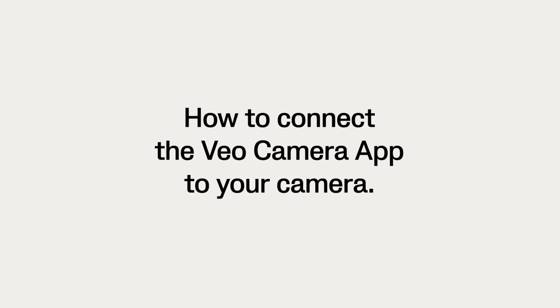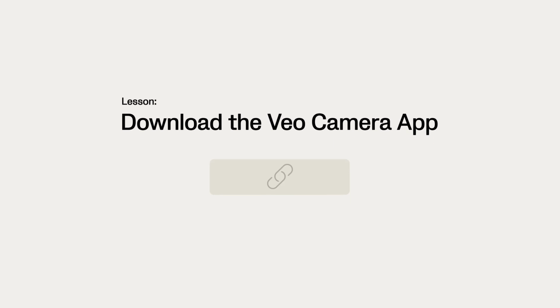In this video, we'll show you how to connect the Veo Camera app to your camera. Open the Veo Camera app on your phone. If you haven't downloaded the app yet, watch the lesson Download the Veo Camera app in the course How to Get Started with Veo by clicking on the link below. When you have opened the app, it will start looking for cameras nearby.